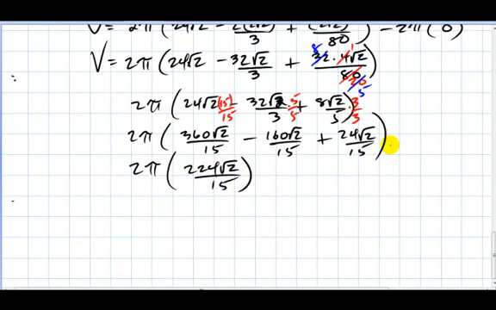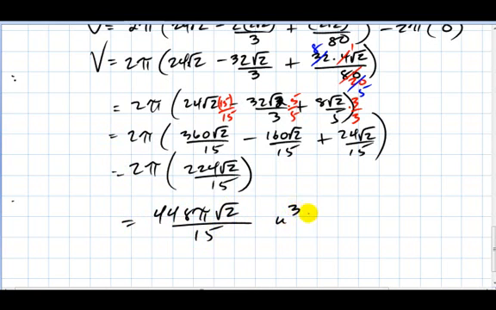When you combine all these fractions here, 2 times 224 is 448. So you get 448 pi root 2 all divided by 15 cubic units. Holy smoke. Alright, and that's approximately equal to 132.69 cubic units when you do it on a calculator.